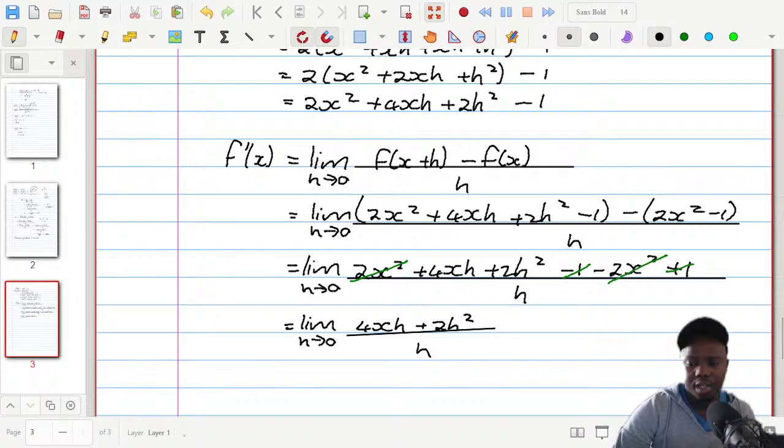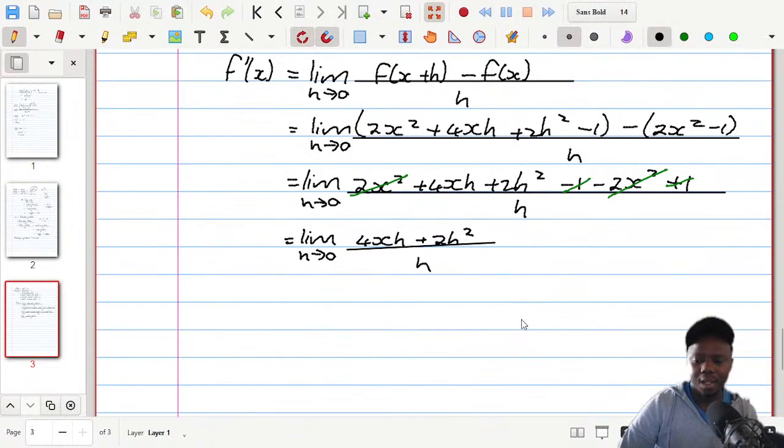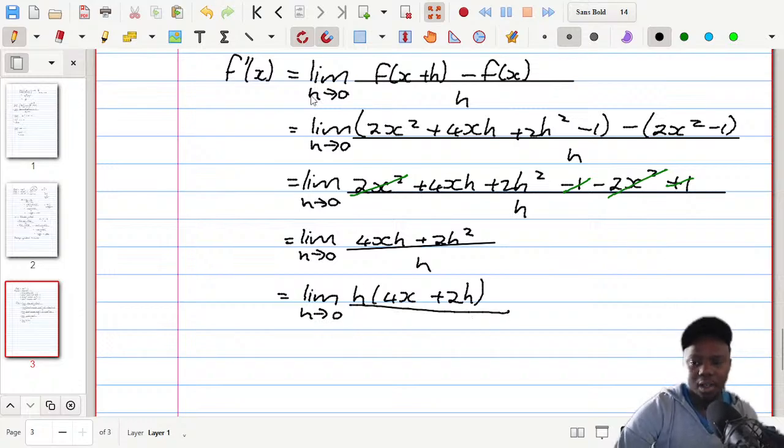Now, when you get to this point, what you're supposed to do is take out h as a common factor. So let's do that. So this is going to be equal to the limit as h approaches 0. When we take out h as a common factor, we're going to remain with 4x plus 2h. All of this is going to be divided by h. From here, the h's will cancel out.